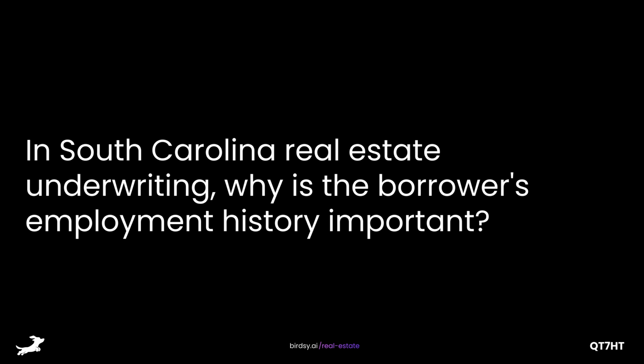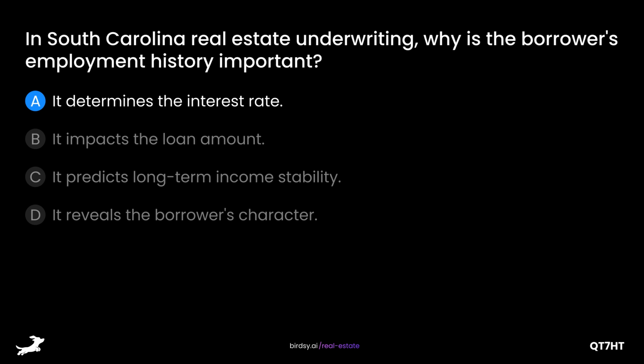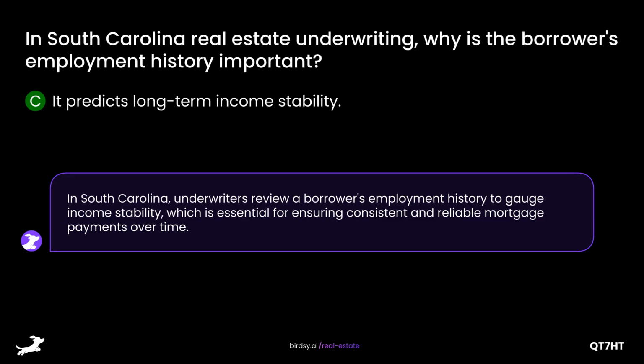In South Carolina real estate underwriting, why is the borrower's employment history important? Is it A, it determines the interest rate? B, it impacts the loan amount? C, it predicts long-term income stability? Or D, it reveals the borrower's character? The answer is C, it predicts long-term income stability. In South Carolina, underwriters review a borrower's employment history to gauge income stability, which is essential for ensuring consistent and reliable mortgage payments over time.